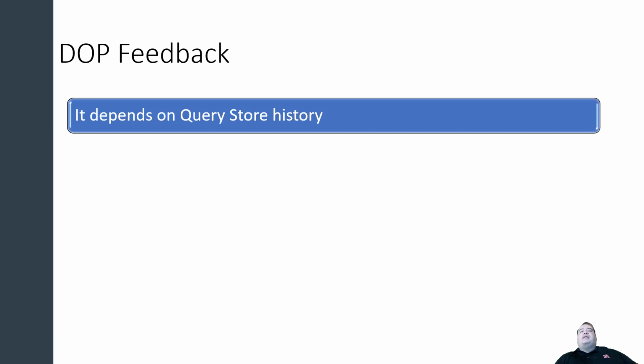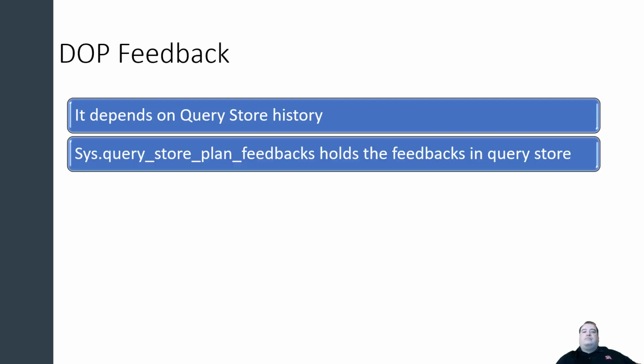So, it depends on Query Store history. That's extremely interesting. To make the DOP feedback work, SQL Server uses the Query Store history. Query Store is collecting execution history about the queries, and SQL Server 2022 uses this history to identify if the query needs a DOP feedback or not. And the feedbacks are persisted inside Query Store in a DMV called sys.query_store_plan_feedback. Not only the DOP feedback, but also the memory grant feedback and other feedbacks as well.